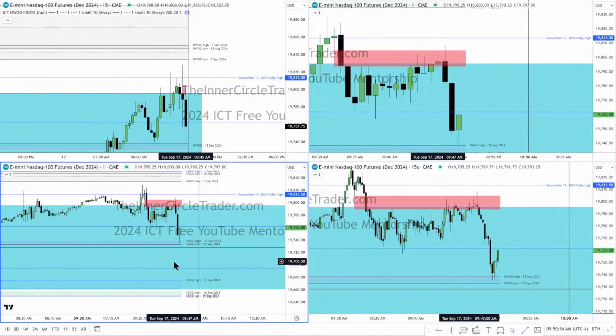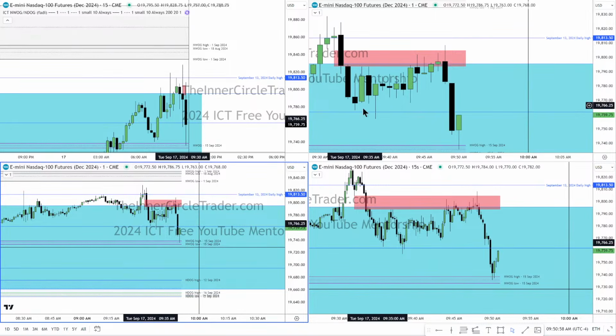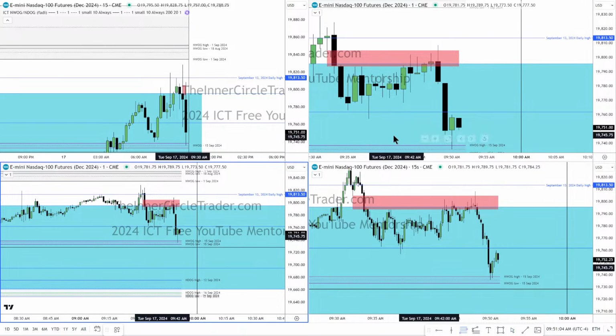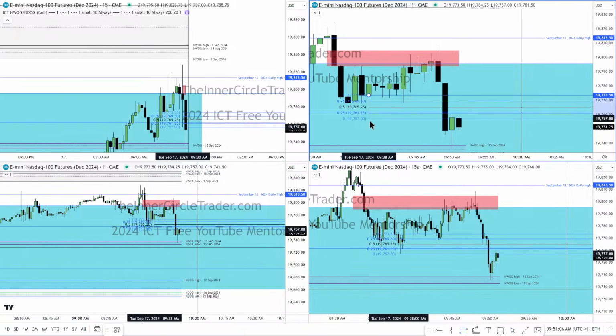It gives a framework. So now what I'm doing is I'm watching this wick here, upper right hand corner chart. I'm looking at this wick right there. I'm looking at the 765 and a quarter level.